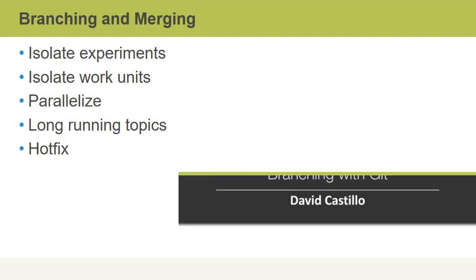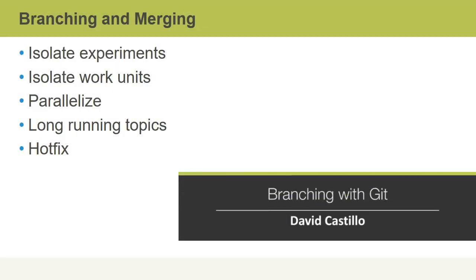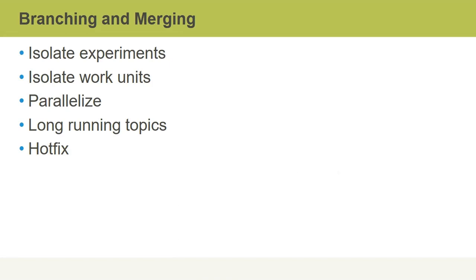In this lesson, I'm going to walk you through the process of using Git for branching and merging. First question you might want to ask is, why would you want to branch and merge? Git is one of the few version control systems that really doesn't have a lot of overhead around branching and merging, so it's really something that, when you start using Git proficiently, you will start doing quite often. What does it allow you to do? Isolate experiments, isolate work units, parallelize. It'll support long-running topics, and you can even do hotfixes.